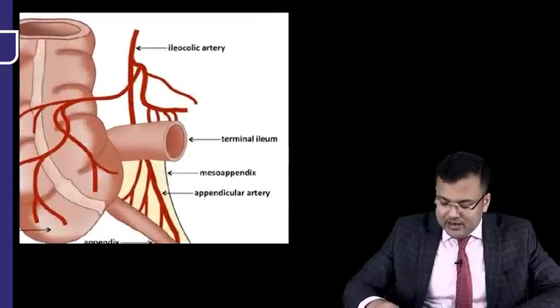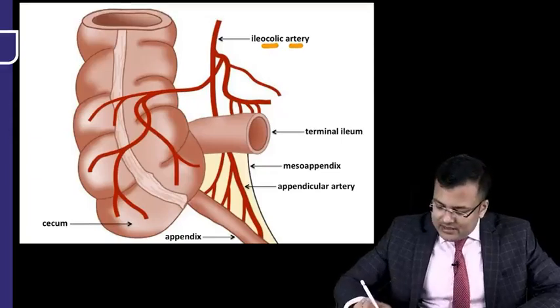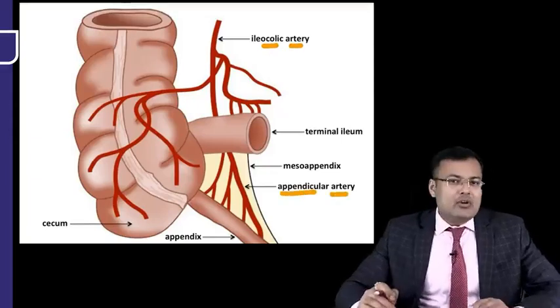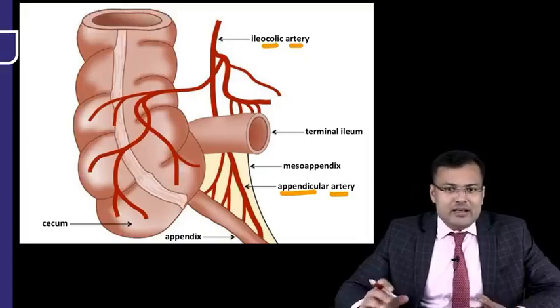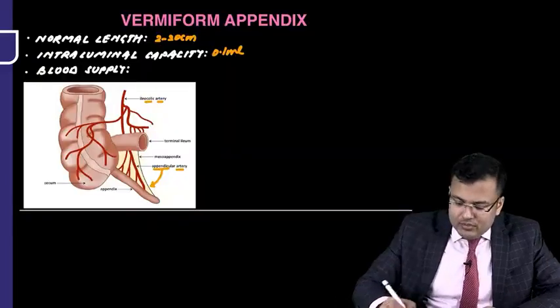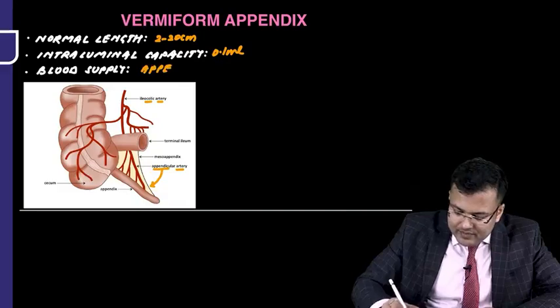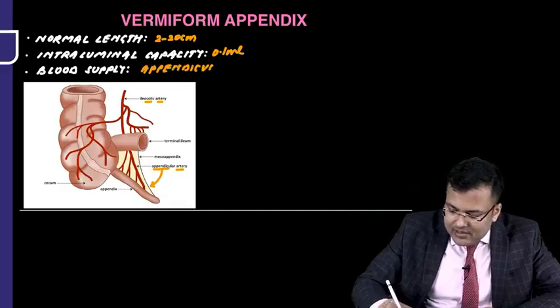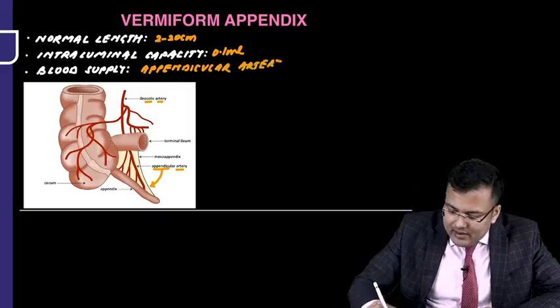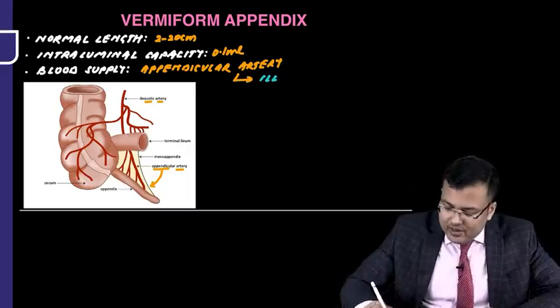Now see the blood supply. Here you can see, what is the name of this artery? This is the ileocolic artery. And this is the appendicular artery. The appendicular artery is a branch of the ileocolic artery and it's an end artery. This appendicular artery supplies the appendix. So the blood supply of appendix is from the appendicular artery, an end artery, which is a branch of the ileocolic artery.